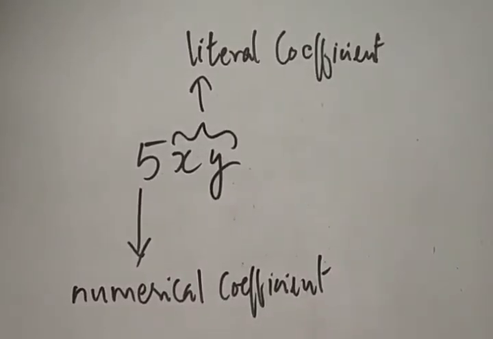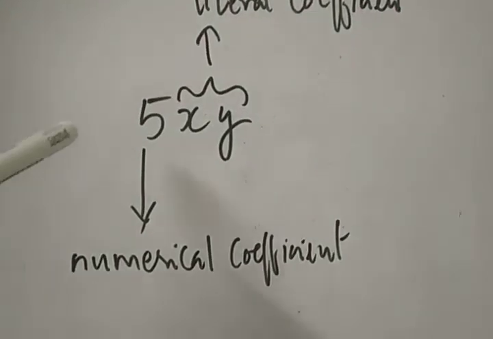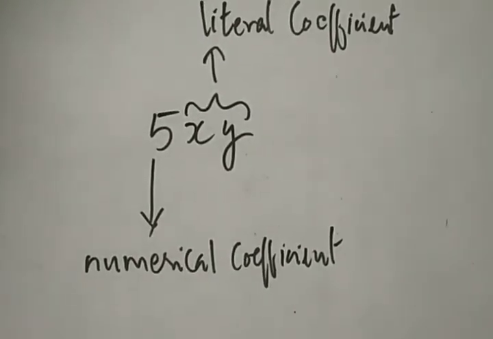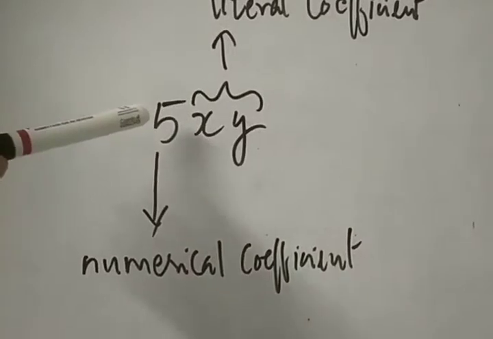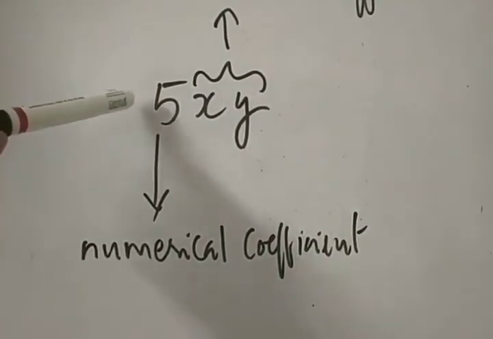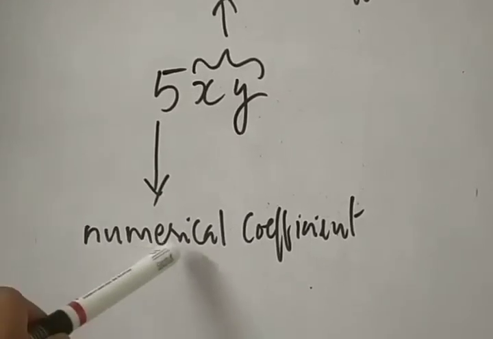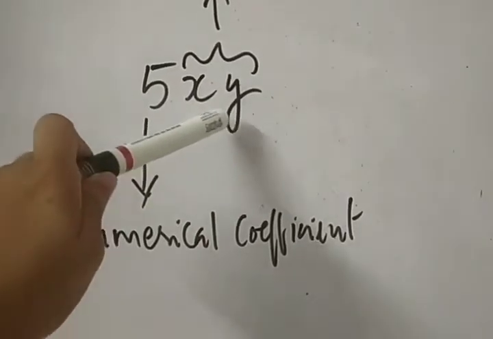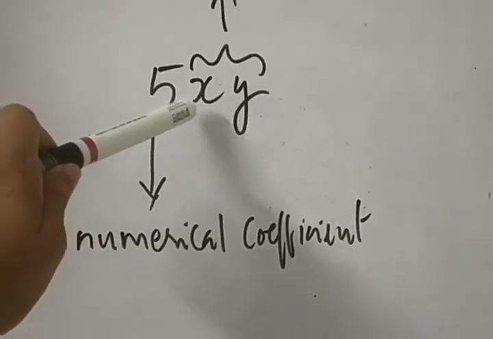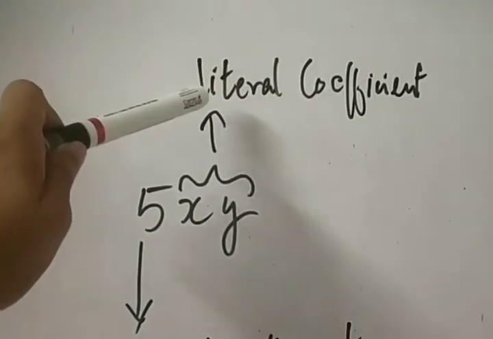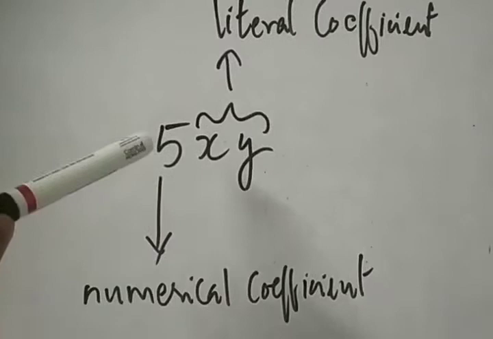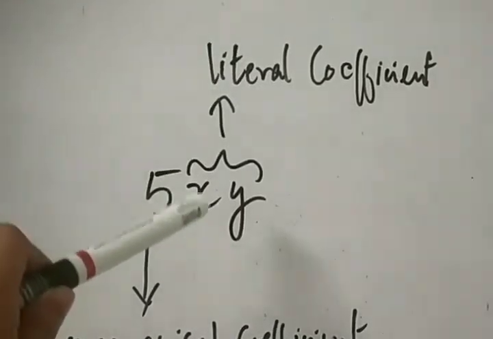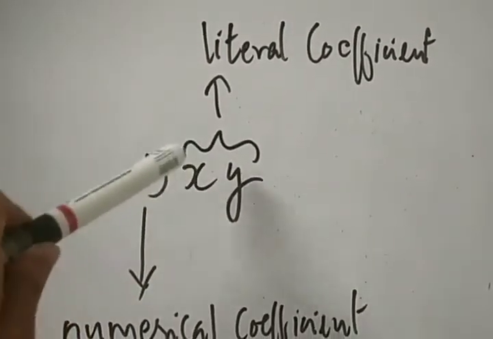Here in the term 5xy, we have three factors: 5, x and y. And 5 is a number, right? It is a constant. So we call a constant factor in a term by the name numerical coefficient. And here we have two letter factors, that means variable factors, and we call the product of these factors the literal coefficient. So the numerical coefficient is the constant factor in a term, and the literal coefficient is the product of the variable factors.